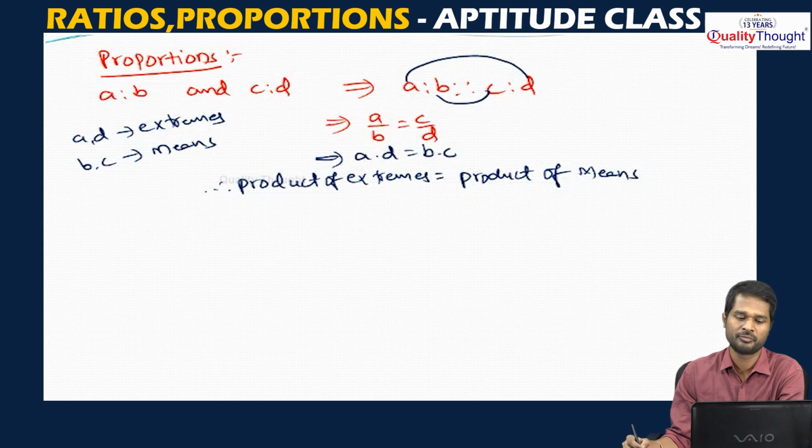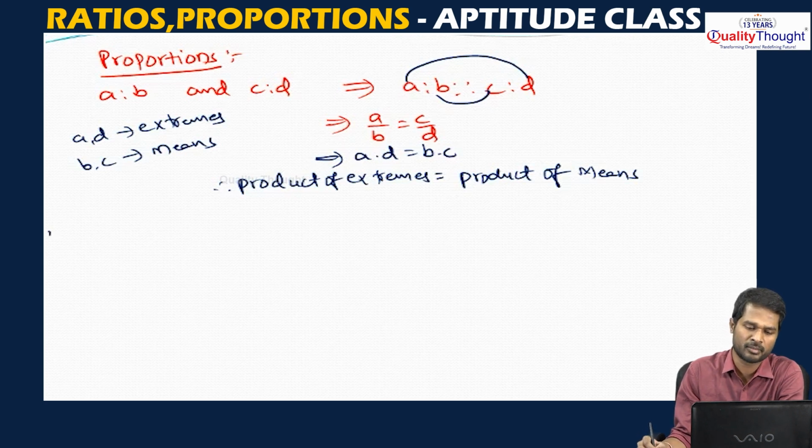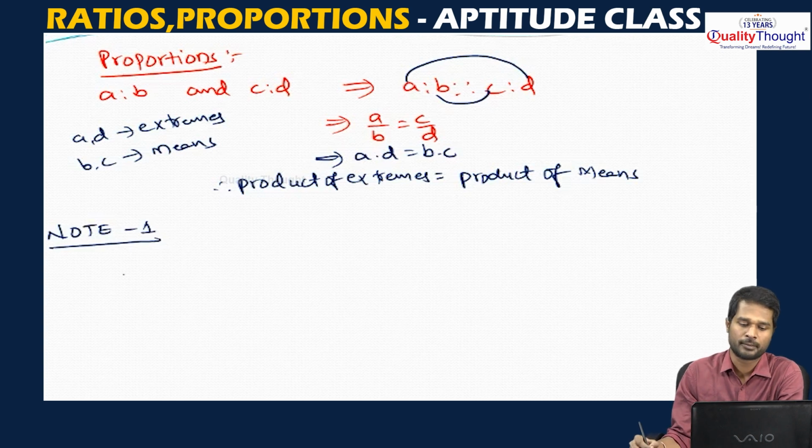So, in the proportion, if you want to say two ratios are in proportion, multiply their extreme values and multiply their mean values, they should be equal. Then we can say they both are in proportion. Now, see here we have some rules, we will take them as notes. Let us see note 1.